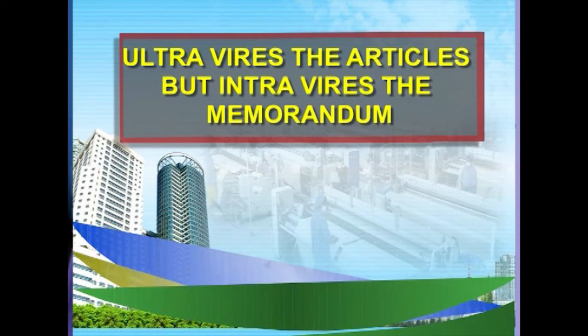Ultra vires the articles but intra vires the memorandum. If an act of the company is ultra vires the articles of the company but intra vires the memorandum of the company, the shareholders can ratify it by passing a special resolution in the general body meeting.